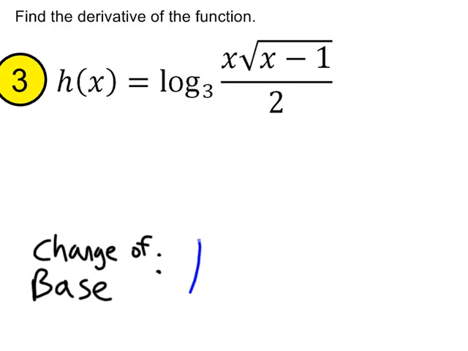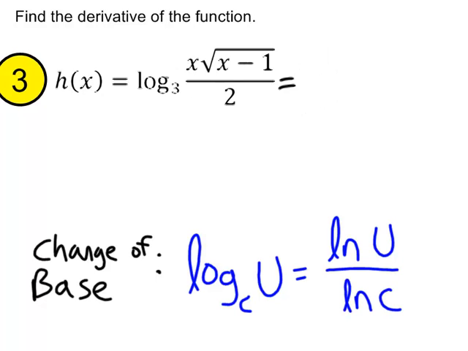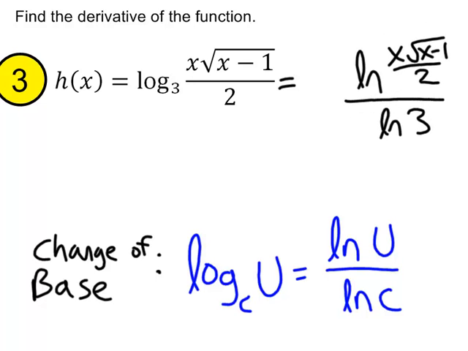You probably first learned this in Algebra 2. It says that when you have a logarithm of base c of some function u, that you may write it as a natural log of u over natural log of c. So we'll say ln of x root x minus 1 over 2, all over ln 3. Now, it's customary in this context to simply write instead the top function times the reciprocal of the ln on the bottom. So that's what we're going to do.